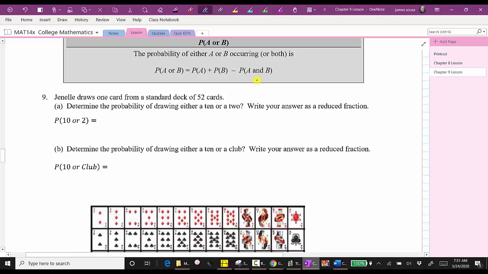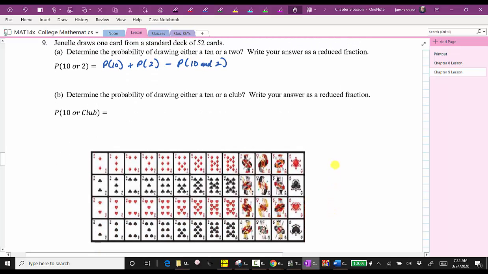Let's take a look at 2 examples. Janelle draws 1 card from a standard deck of 52 cards. Determine the probability of drawing either a 10 or a 2. Because a card cannot be a 10 or a 2 at the same time, the probability of A and B is going to be 0 because the 2 events are mutually exclusive. Let's go ahead and apply the formula anyway. The probability of a card being a 10 or a 2 is equal to the probability of drawing a 10 card plus the probability of drawing a 2 card minus the probability of drawing a card that is a 10 and a 2.